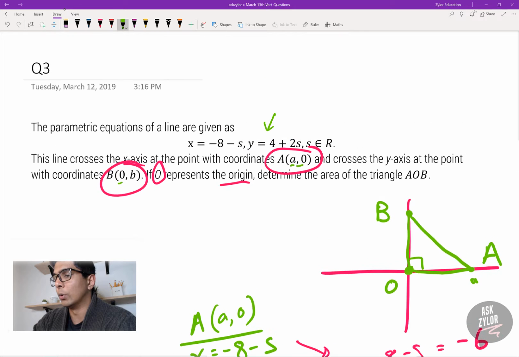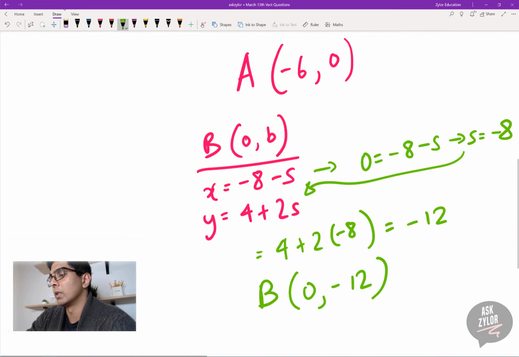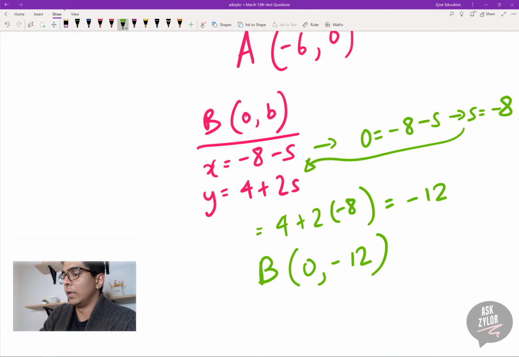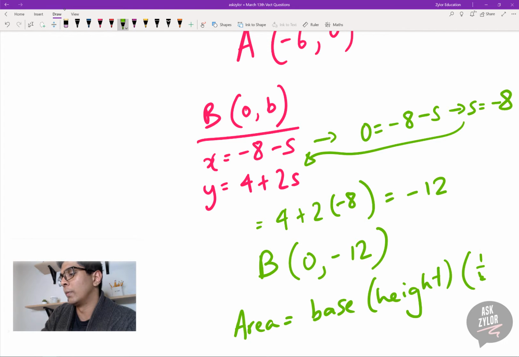So why is all this important? Because they're saying determine the area of the triangle AOB. So I can't find the area of the triangle unless I have the base and height. Right? In other words, what's my x value in my A coordinate? What's my y value in my B coordinate? So now I've found it. Right? So my area is going to be base times height times 1 over 2.